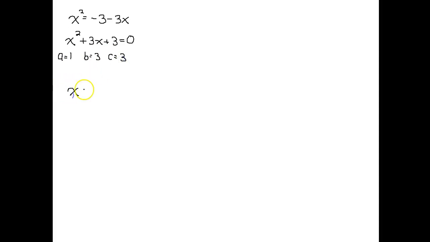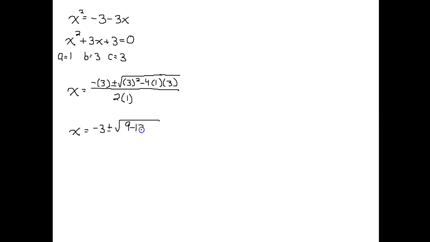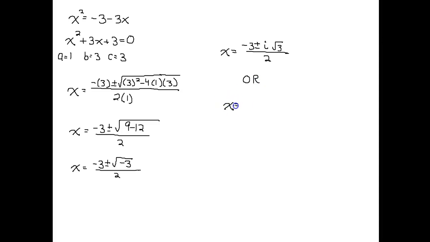You're going to notice that as I plug into the quadratic formula, I like to put parentheses around the values I'm plugging in. Negative b plus or minus square root b squared minus 4ac all over 2 times a. So we've got negative 3 plus or minus square root 9 minus 12 all over 2. So x equals negative 3 plus or minus square root of negative 3 all over 2. So you can just say, x equals negative 3 plus or minus i square root of 3 all over 2.